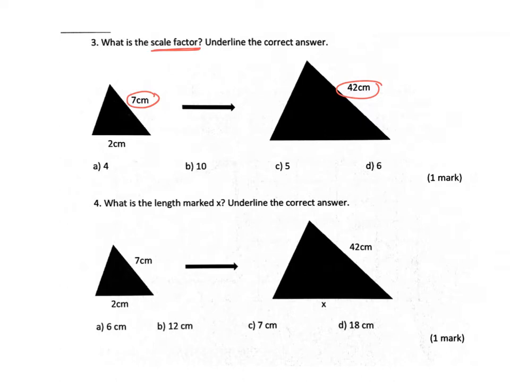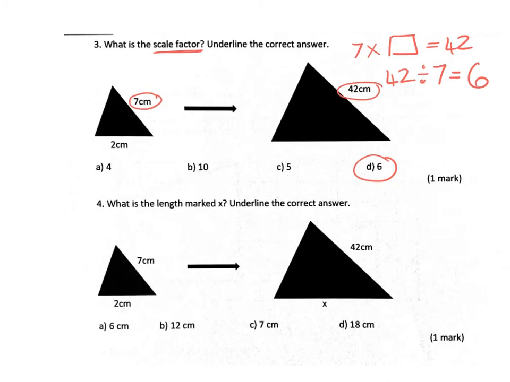You can say, okay, if you're going to say 7 times what is 42, then you can just as well go do 42 divided by 7. So often just doing a normal divide sum will give you your scale factor. Not often, always. So what is 42 divided by 7? 6. So I have 6 as my scale factor.